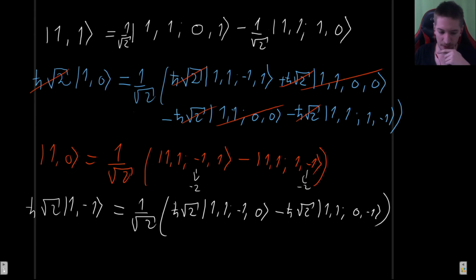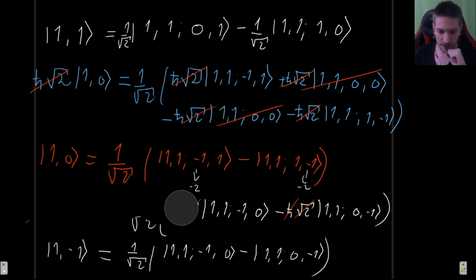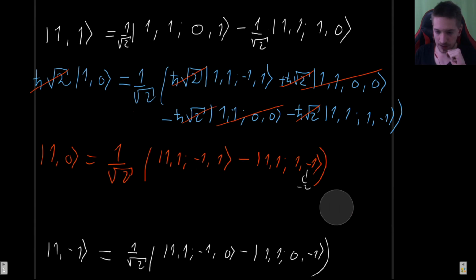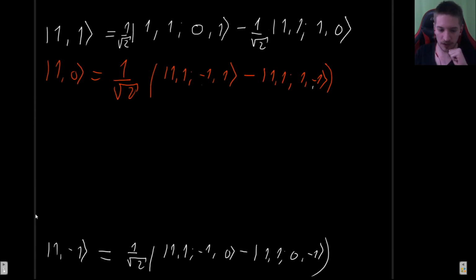And here, once again, we can simplify a few things. So the ħ's and the square root of 2 will cancel out. So what we will be left with is that the state |1,-1⟩ is going to be 1 over the square root of 2 of |1,1⟩|-1,0⟩ minus |1,0⟩|1,-1⟩. So this is actually our end result here. So let me now get rid of all of the intermediate steps so that we can leave here only our results. So here we have |1,1⟩, |1,0⟩, and |1,-1⟩.